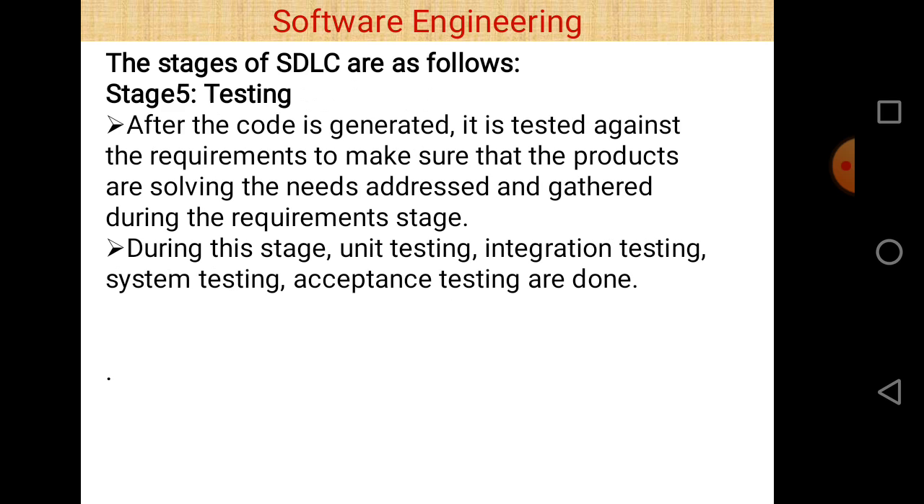After the code is generated, it is tested against the requirements to make sure that the product solves the needs addressed and gathered during the requirement stage. There are many types of testing: alpha testing, beta testing, black box testing, white box testing. These are discussed later on when we discuss models of the software development life cycle.